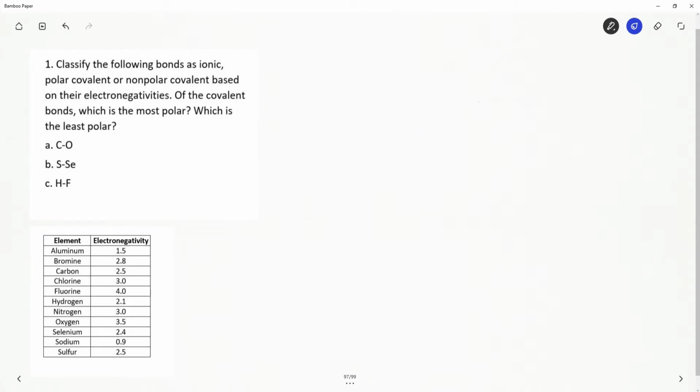Now that you know the trends in the periodic table, let's use them to work some problems. Our first problem wants us to classify bonds as either ionic, polar covalent, or non-polar covalent. So we are going to have to calculate the difference in electronegativities, or delta chi. We will use the values given in our table. Let's start with part A, carbon-oxygen bond.